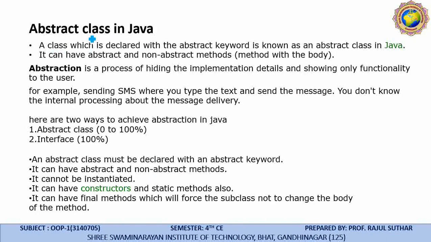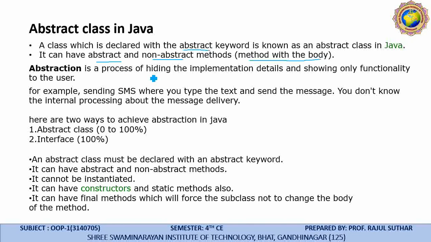What do you mean by abstract class in Java? An abstract class is a class which is declared with the abstract keyword. Which keyword is used? The abstract keyword. That is known as an abstract class. It can have abstract and non-abstract methods. Two types of methods are covered, methods with body and without body.